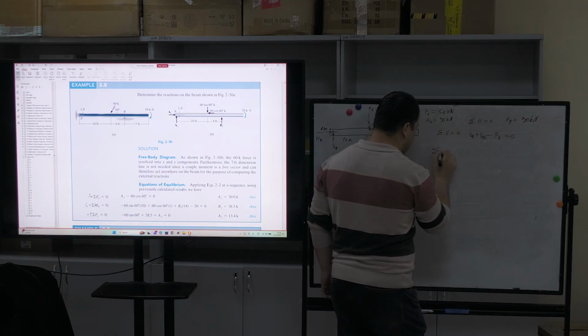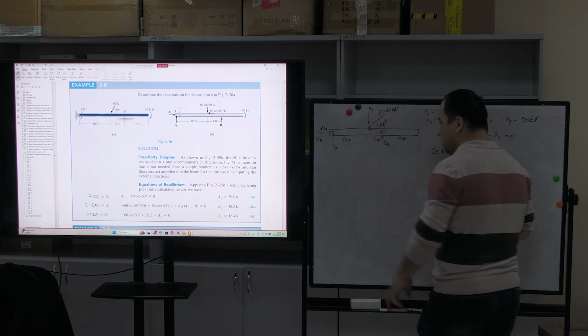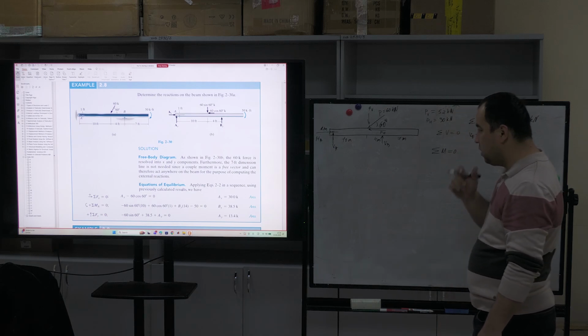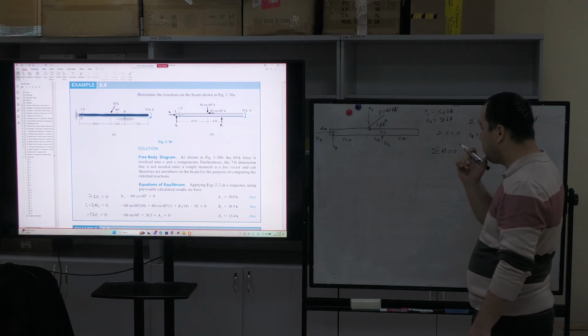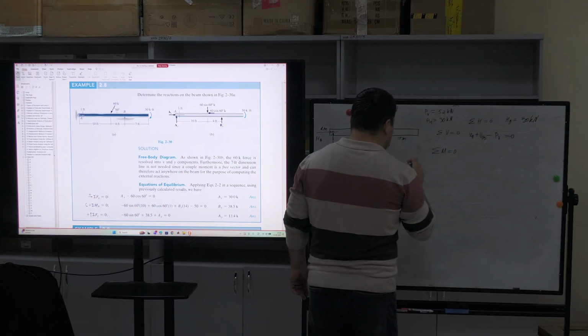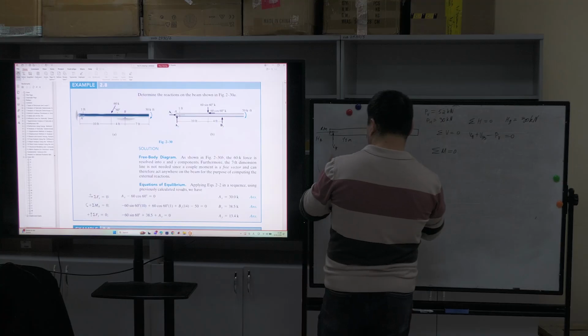Third one, sum of all moments is equal to 0. Let's take the moment from point A, and then we will see how many moments and values I have to add here. So let's take the moment on point A. How many forces do we have?